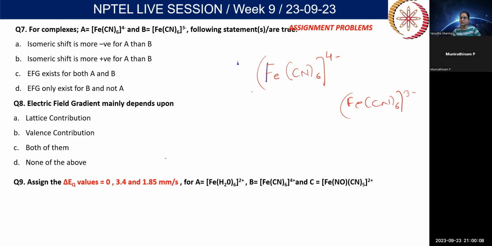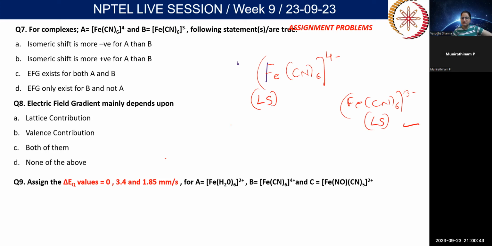So first, for isomeric shift, we need to see the oxidation state and the spin. What do you think? Both would be in same spin or different spin? Both will make high spin or low spin complexes, or it would be different? Both are same, ma'am, same ligand. And ligand is strong or weak? Strong ligand. So it will make high spin or low spin? Strong ligand, low spin, ma'am. So both are low spin. So one condition is fixed, both are low spin.